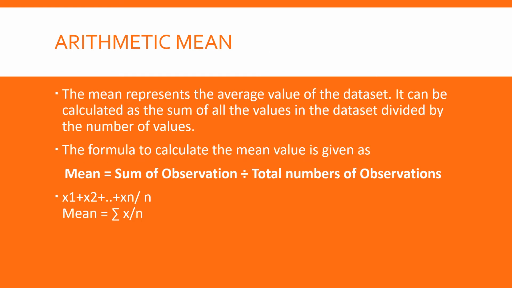Now the arithmetic mean of a set of observations is their sum divided by the number of observations. So if we ask what is meant by arithmetic mean, it represents the average value of the data set. The formula for calculation of arithmetic mean is the sum of observations divided by the total number of observations. Suppose we have values x1, x2, x3 up to xn, and the total number of values is represented by n. Then the mean of those values will be sigma x upon n.